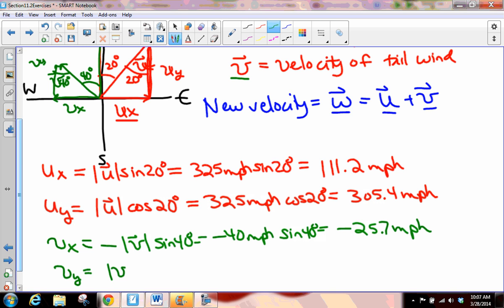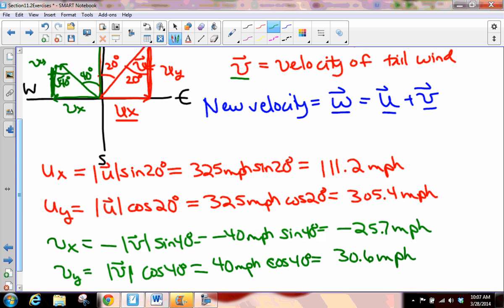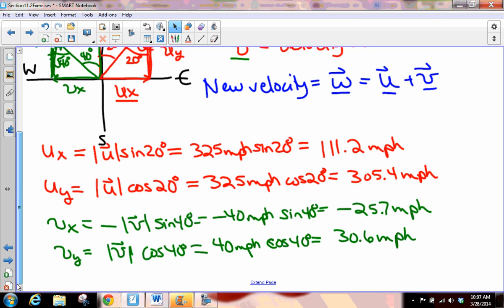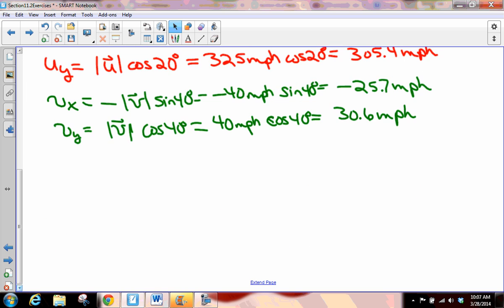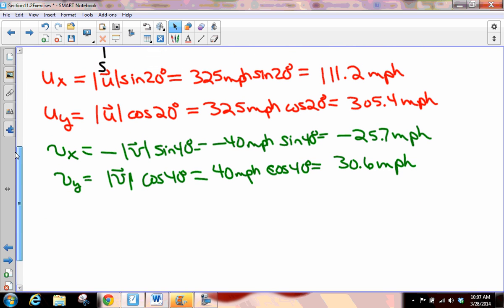And vy is going to be the magnitude of v times the cosine of 40 degrees, because my v component over here is adjacent to my 40 degrees. So that's going to give me 40 miles per hour times the cosine of 40 degrees, which is going to give me 30.6 miles per hour. And now we're ready to find our magnitude and angle for w.